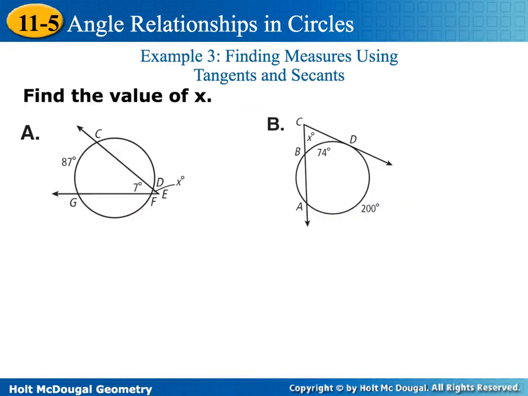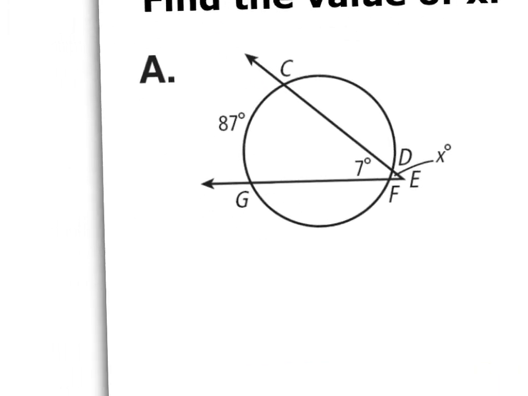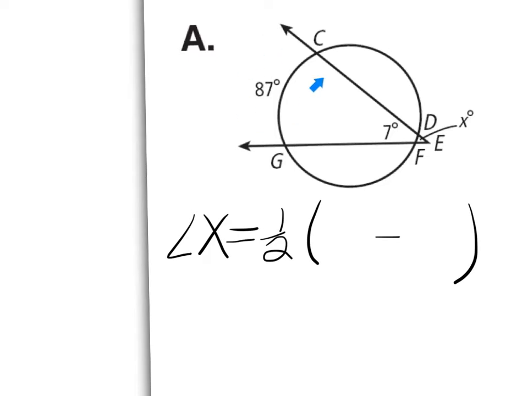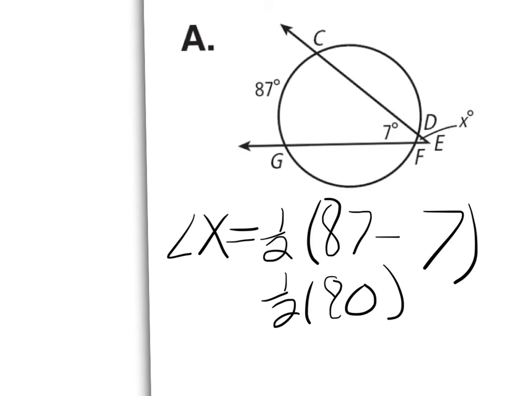All right, so let's do this. To find A, let's work with A first. We're given this arc and this arc. This 7 degrees is this little bit of arc right here. We're going to be finding the degree of this angle right here. So I know angle X equals half something minus something. Well, the first something is going to be the opposite arc. So I have 87 minus 7. 1/2 of 87 minus 7 is 80. So angle X equals 40 degrees.